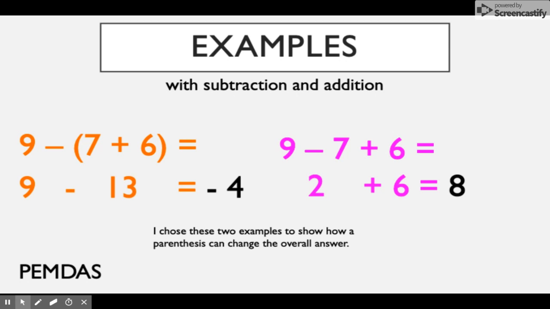I also chose these examples because it can show how adding parentheses to a problem can switch your overall answer. So in the orange problem, we see that our answer is negative 4, but in the purple problem, it's positive 8. So just by taking out the parentheses, it switches which operations we do first. Since we have addition and subtraction in the purple problem, but with no parentheses, we need to work left to right, since those are two operations that we just need to do that way. So 9 minus 7 equals 2, plus 6 is 8.